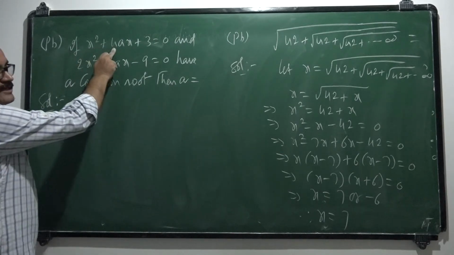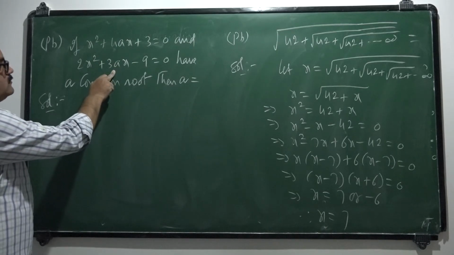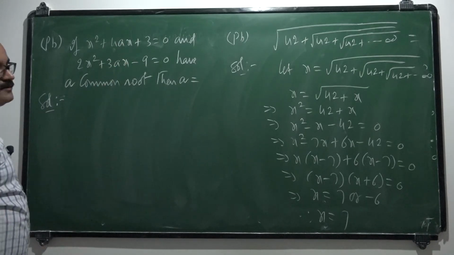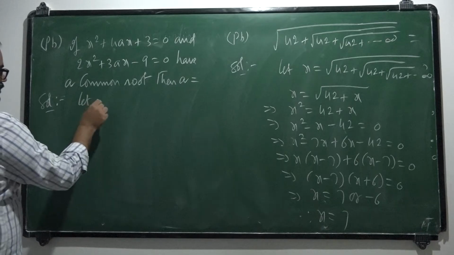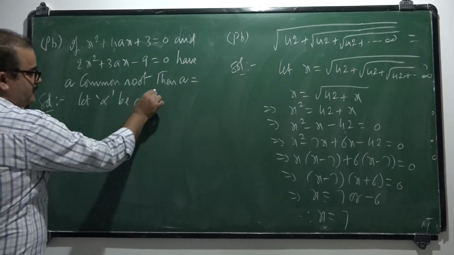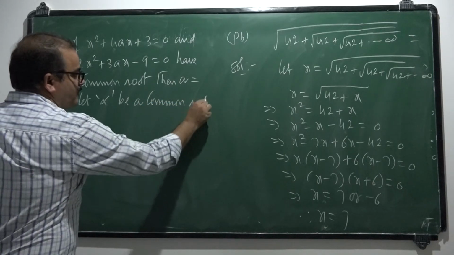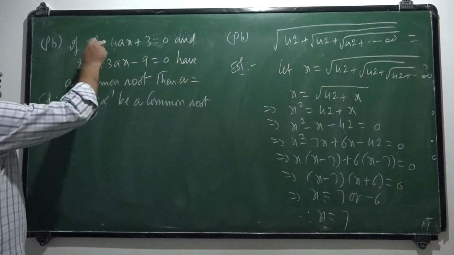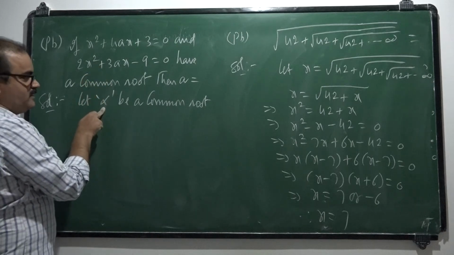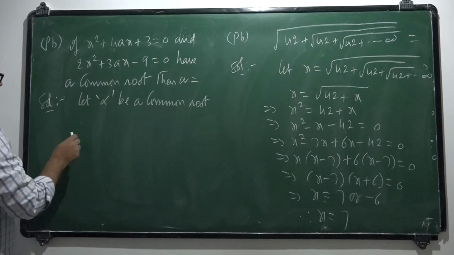Okay, this equation has two roots. This equation also has two roots. Out of these roots, one root is common. Let the common root be alpha. Common root. That means alpha is root of this equation and this equation also. If alpha is a root, then alpha satisfy both these equations.